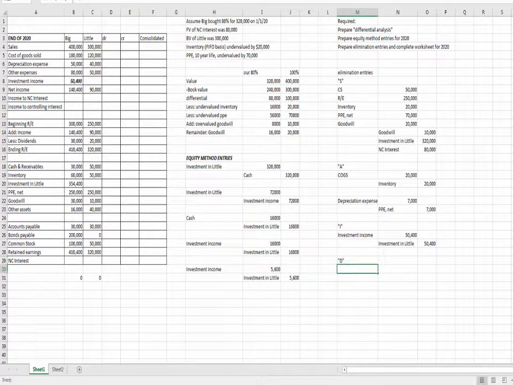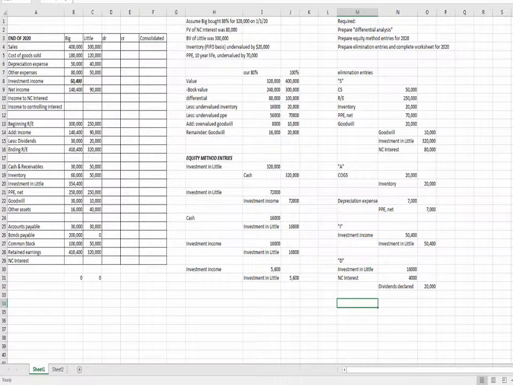D for dividends. We need to eliminate Little's dividends declared. Looking at the worksheet, they got $20,000 in dividends declared. So we're going to go ahead and credit dividends declared. And again, that's going to be split 80-20 between the parent's investment in Little and the non-controlling interest.